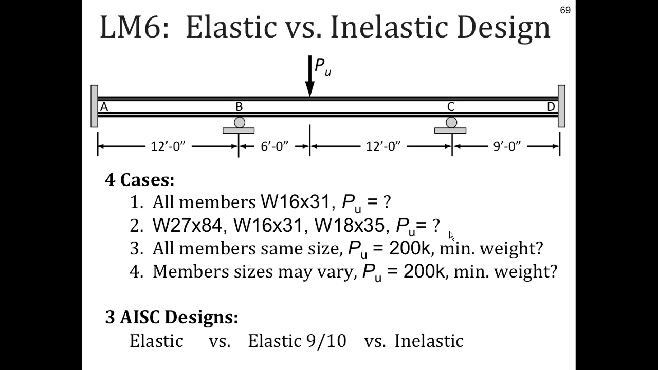So I've taken a continuous beam fixed at the ends with some support points and a concentrated load. And then I start having the students try all different scenarios of a concentrated load, or trying to come up with the lightest beam possible using both elastic and inelastic analysis and AISC's 9/10 rule. And off we go, and we're having sort of a blast with that one.